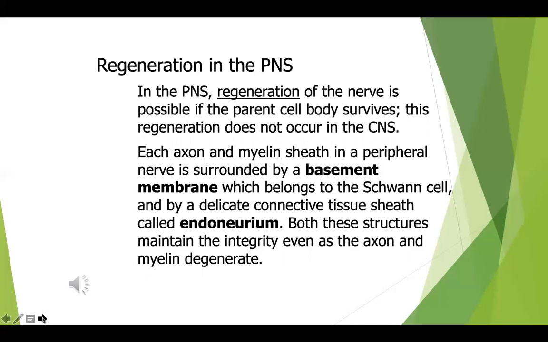Why? Because each axon and myelin sheath in the peripheral nerve is surrounded by a basement membrane, which is composed of the Schwann cell and by a delicate connective tissue sheath called the endoneurium of the nerve fiber. Both these structures maintain the integrity even as the axon and the myelin degenerate.